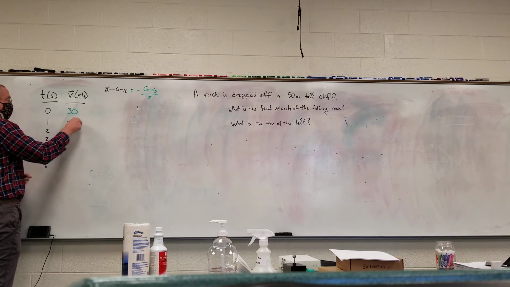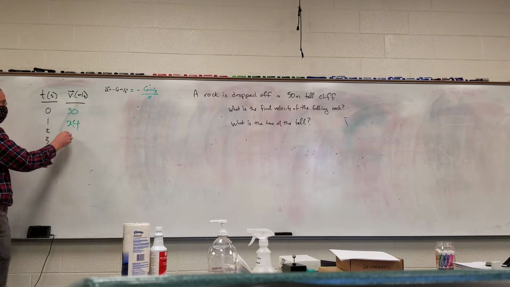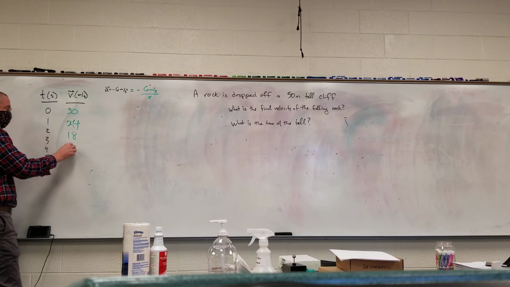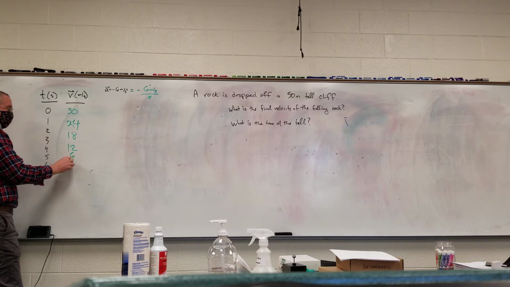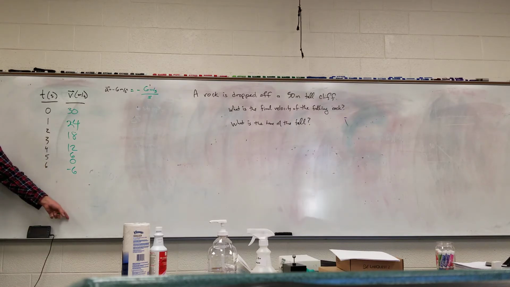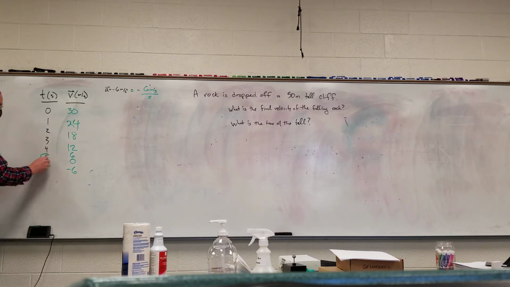So 24, after 2 seconds 18, 3 seconds 12, 4 seconds 6, 5 seconds 0, 6 seconds -6. If you kept going, by the time you get to 10 seconds, you better be at negative 30, which is what we calculated before. Also, at what time did it stop? Well, that's right there.